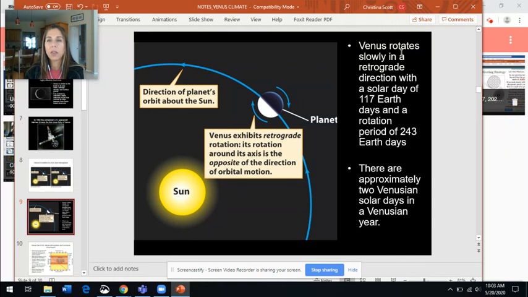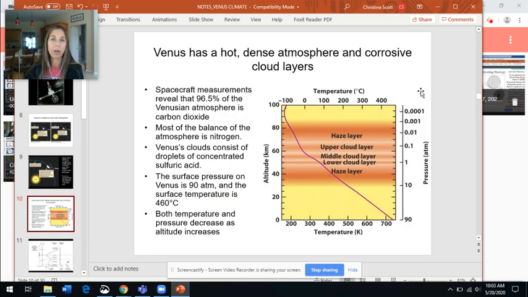Venus rotates slowly in a retrograde direction, with a solar day of 117 Earth days and a rotation period of 243 Earth days. Again, a rotational spin is complete from day to night. There are approximately 2 Venusian solar days in a Venusian year. It's pretty mind-blowing.